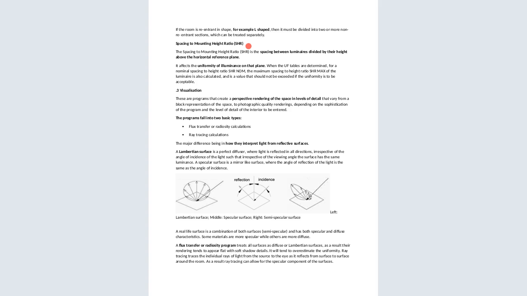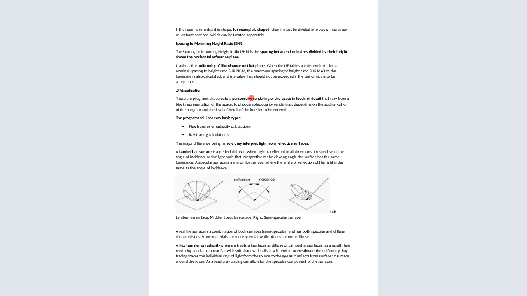So spacing to mounting height ratio. That is another ratio that is very important. The spacing to mounting height ratio is the spacing between luminaires divided by their height above the horizontal reference plane. So it affects the uniformity of illuminance on the plane. When the UF tables are determined for a nominal spacing to height ratio, that is SHR nominal, the maximum spacing to height ratio of the luminaire is also calculated, and is a value that should not be exceeded if the uniformity is to be accepted.